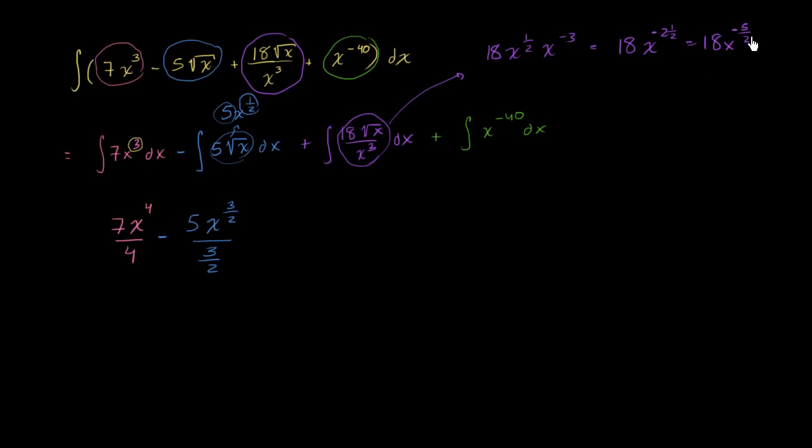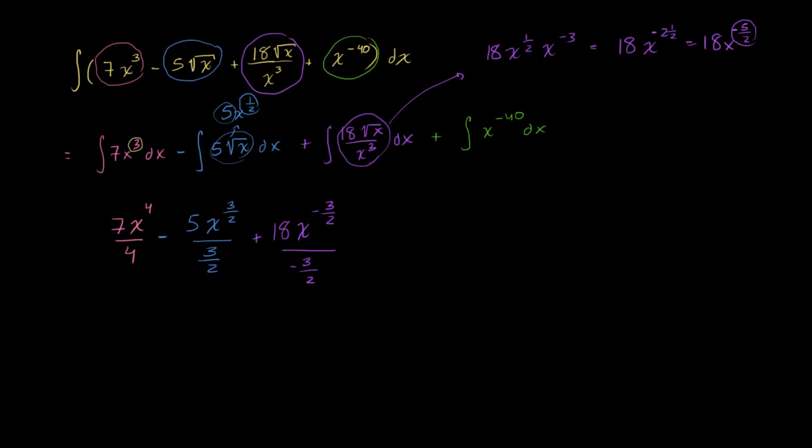So once again, we just have to increment this exponent. Negative 5/2 plus 1 is going to be negative 3/2. So you're going to have x to the negative 3/2, and then you divide by what your exponent is when you increment it. So divide by negative 3/2. And then you had the 18 out front. And we obviously are going to have to simplify this.